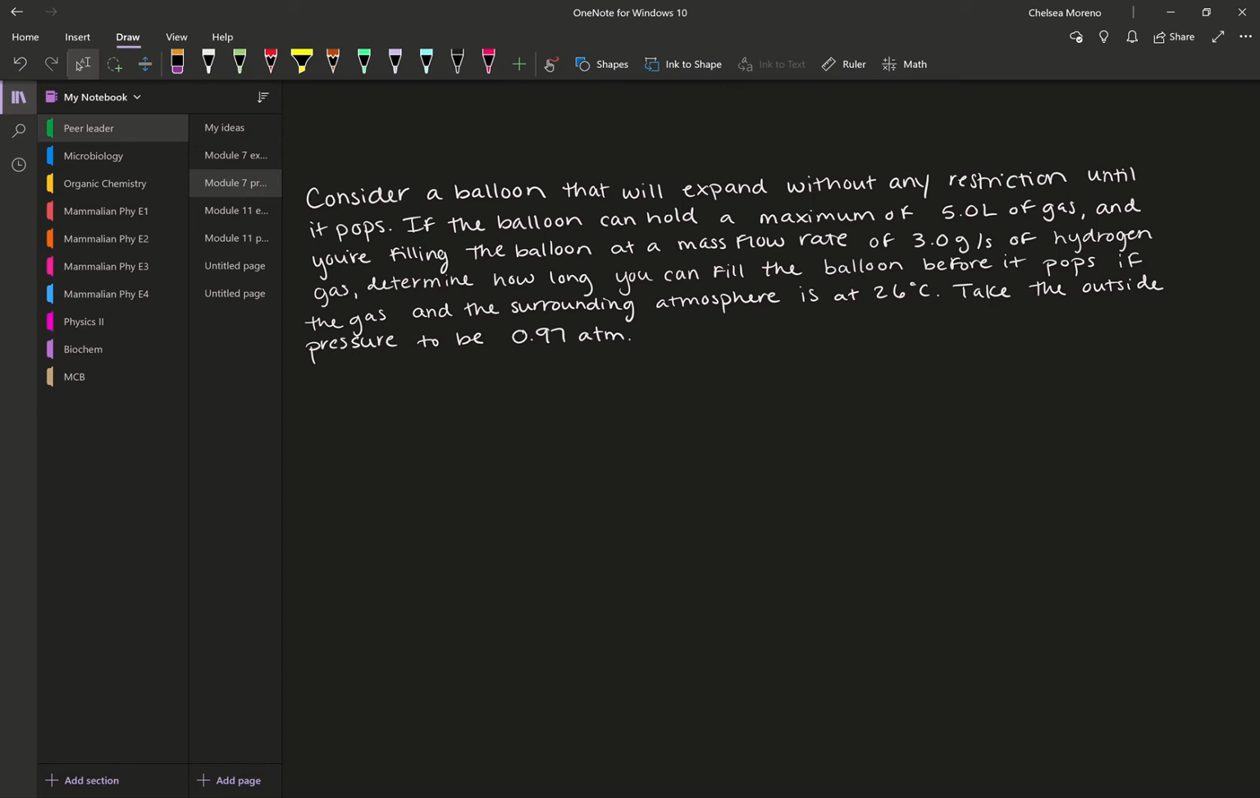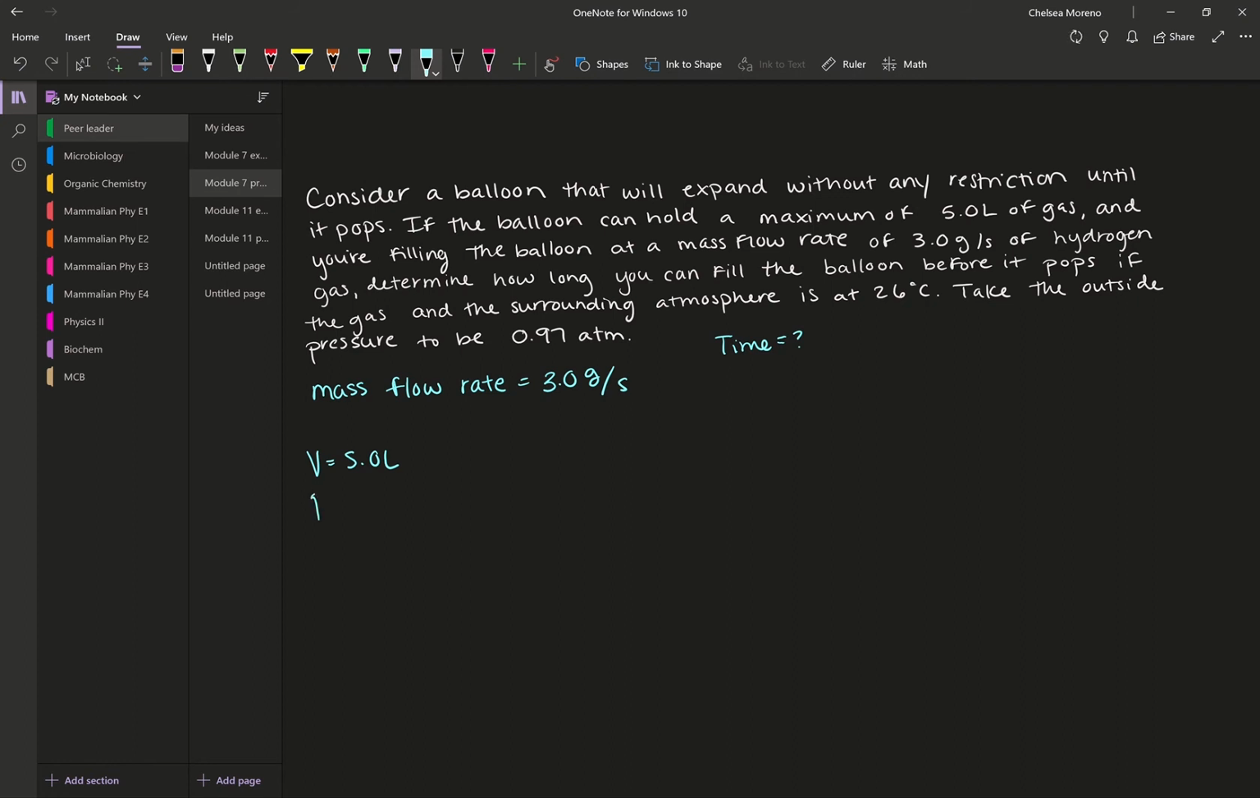So, okay. So first of all, let's always write down what we know. So we have a volume of 5.0 liters. And we know our mass flow rate is 3.0 grams per second. That's what we know of hydrogen gas. Determine how long, okay, so volume is equal to 5.0 liters. And then, time is our question. So let's write down what we want to know: time.